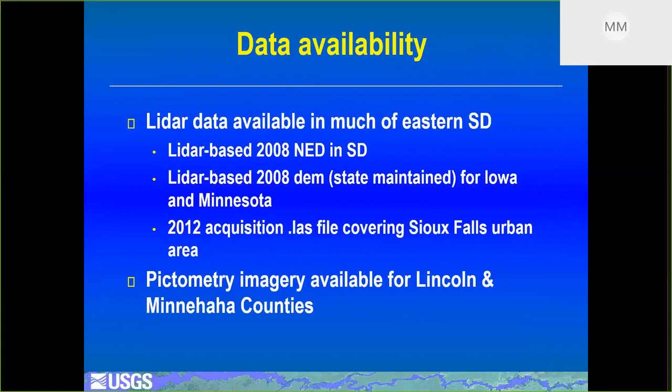Additionally, there is pictometry imagery available for Lincoln and Minnehaha counties in South Dakota. Pictometry is an oblique aerial imagery that, in this case, had a 3-inch pixel size, very high resolution. Because it's oblique, you can look at things from different angles, and that proved really helpful in confirming culverts at different locations. And we'll see some of that imagery in slides coming up.